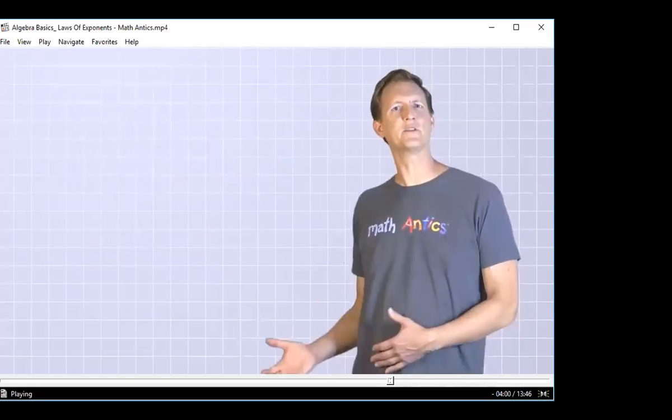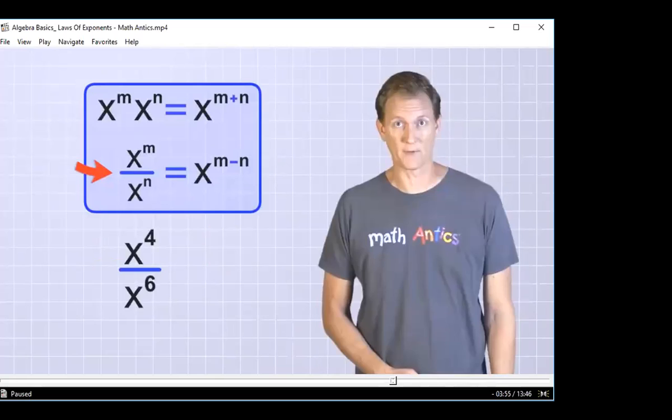Okay, my dear students, I want someone to solve this question and tell me how we are going to solve it. Next question, x to the power of 4 over x to the power of 6. It will be what? Yes, go on. X to the power of 2.